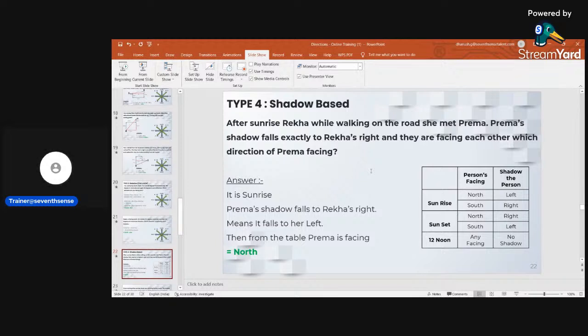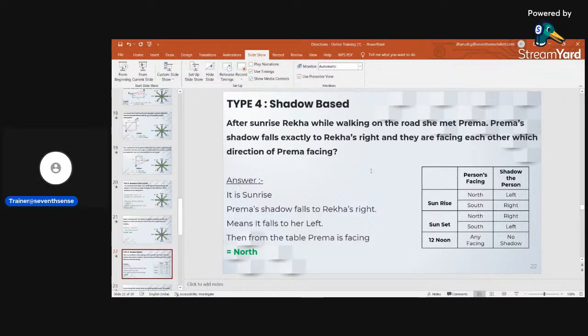This is a shadow based problem, so we need to remember the shadow table. During sunrise, if a person is facing north, then his shadow lies on the left side. If he's facing south, then his shadow lies on the right side. During sunset, if north, it is right, if south, it is left. And at 12 noon, if we are facing any direction, the shadow never appears, because it will always be in a straight line to the man, right?